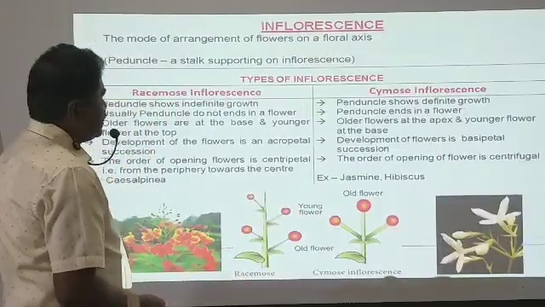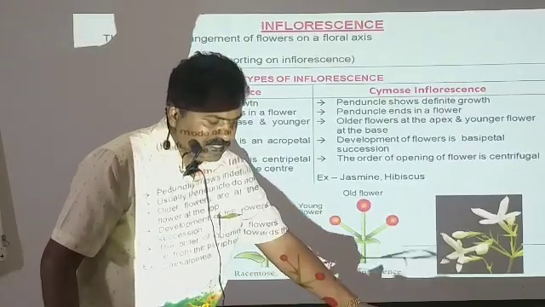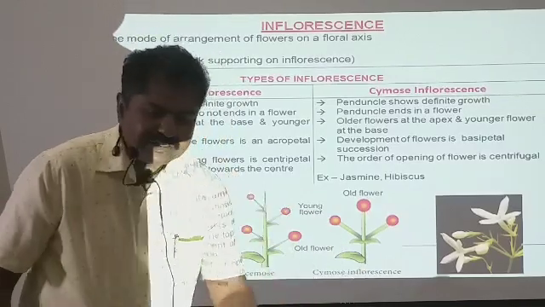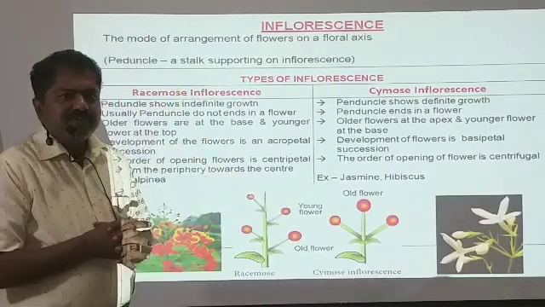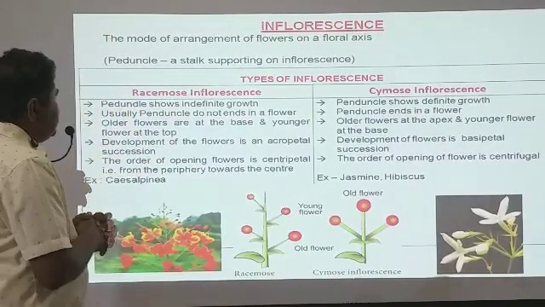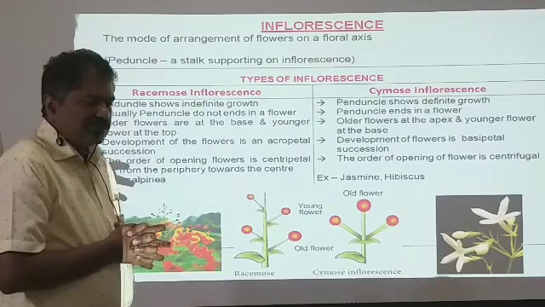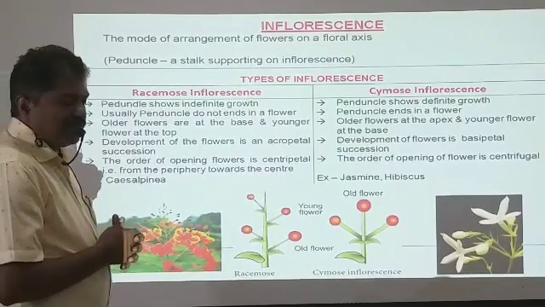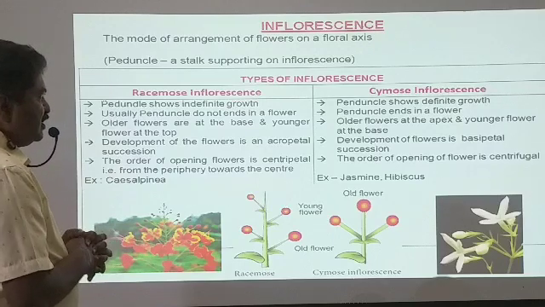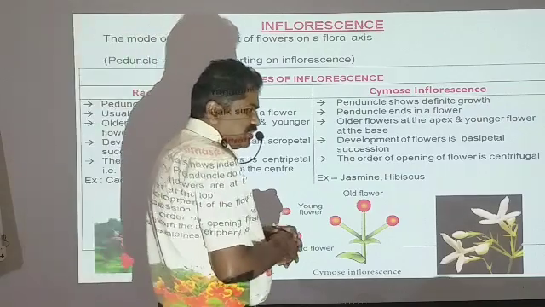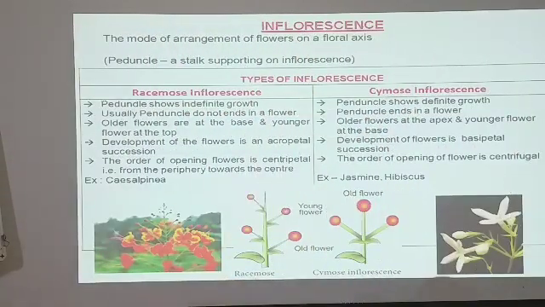In the next one, coming to the inflorescence. The inflorescence is nothing but the collection of the flowers on the floral axis. Collection of the flowers on the floral axis is called the inflorescence. Here is the peduncle. The peduncle is nothing but the stalk supporting the inflorescence. Stalk supporting the inflorescence is called the peduncle axis. Based on the arrangement of the flowers, we classify it into the racemose inflorescence and the cymose inflorescence.